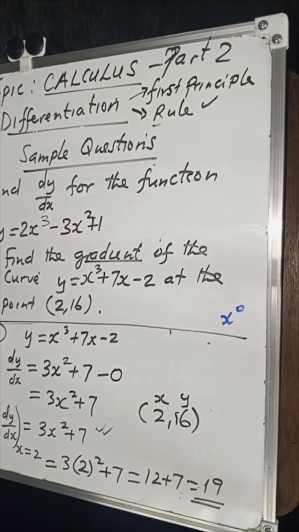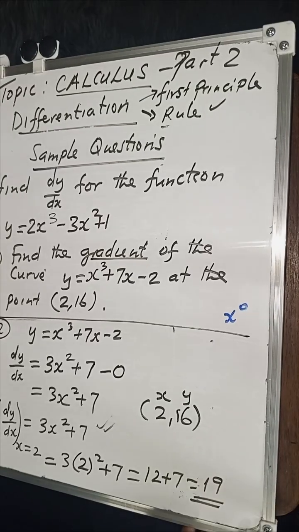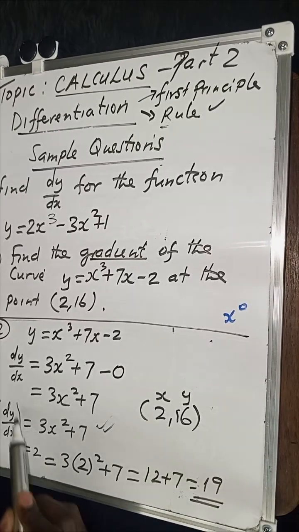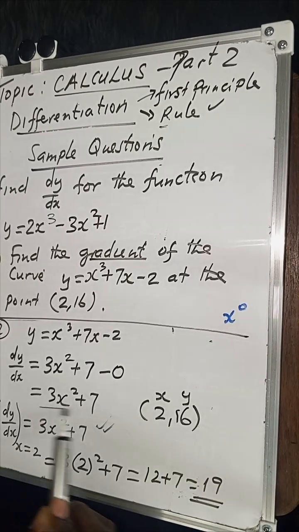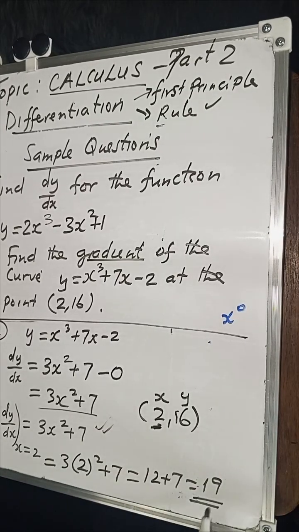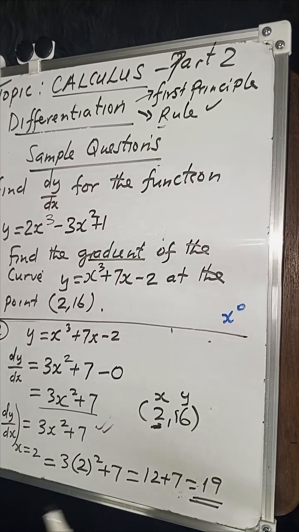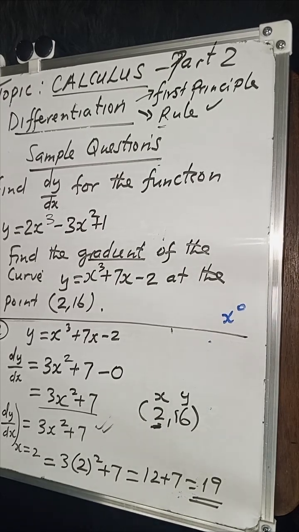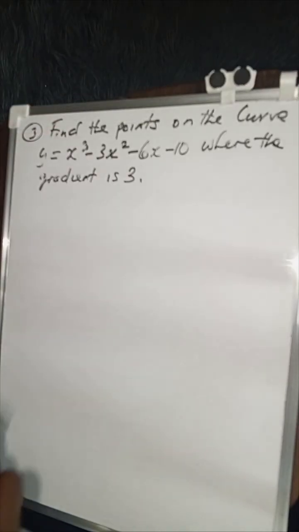So basically, you can deal with it in that way. First of all, find the derivative. After finding the derivative, dy over dx, replace the value of x in this derivative. That gives you the gradient at a particular point, in this case when our x is equal to 2. All right, so that is the way you can go about it.